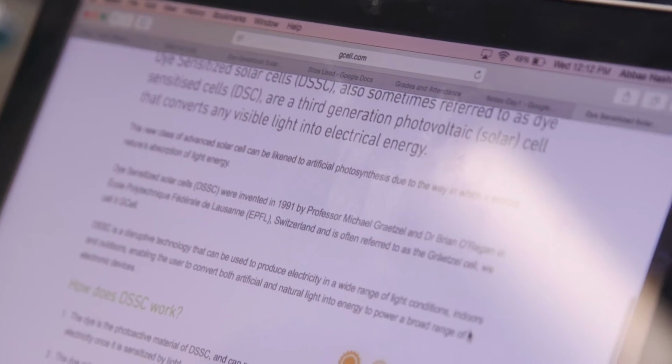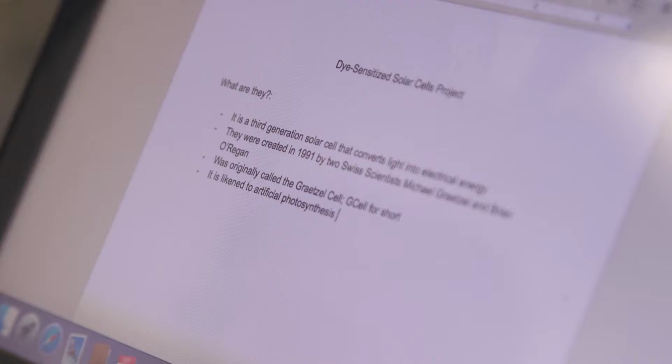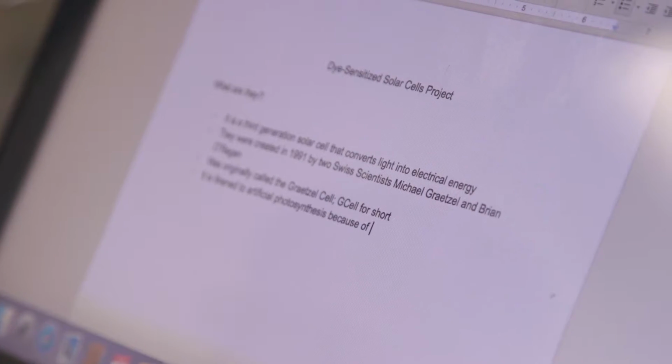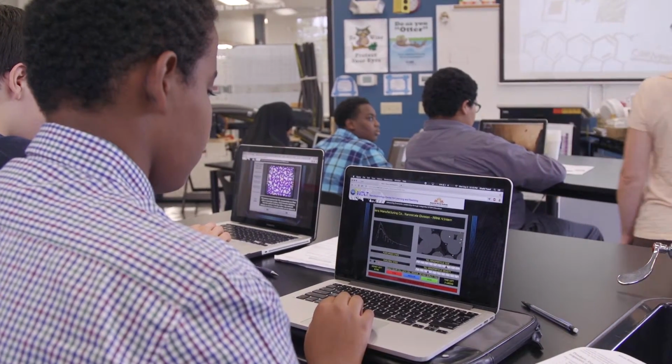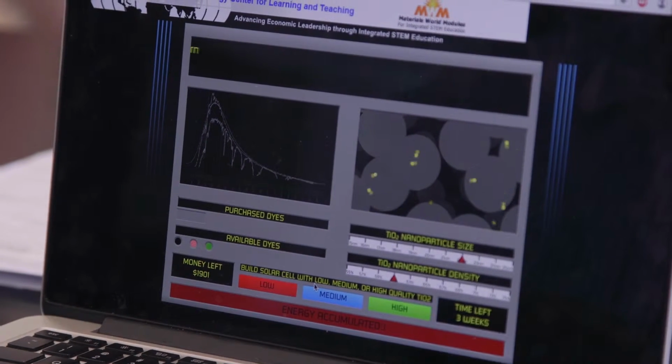They did their own research, looking on the internet, researching what a dye-sensitized solar cell is, what are the functions of each of the components, and they looked at what kind of dyes would be useful in a dye-sensitized solar cell, so they had a foundation of the information before they actually build their solar cell.